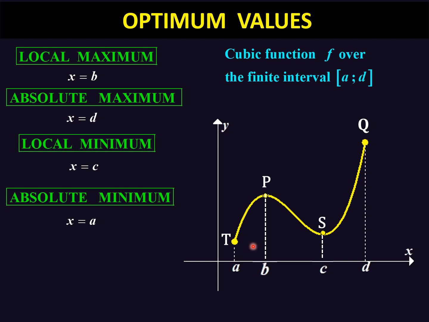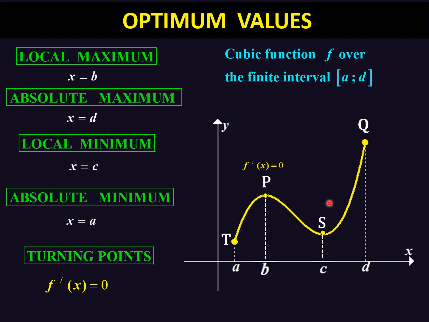Now if you look at our turning points P and S, we have that the first derivative is equal to 0. Why? Because if I have a tangent at P or a tangent at S, the gradient at that turning point will be equal to 0. And you know, the gradient of a tangent is actually the first derivative. This is going to be our key. Working out turning points, local maximums or local minimums, we're going to determine the first derivative and equate it to 0.